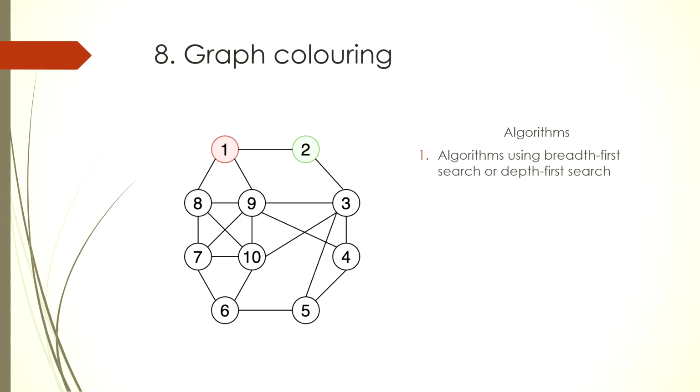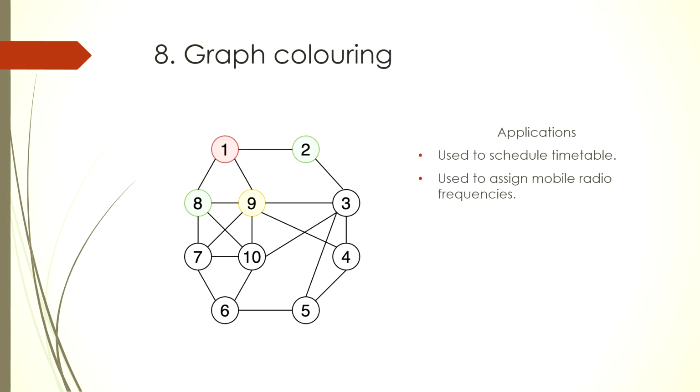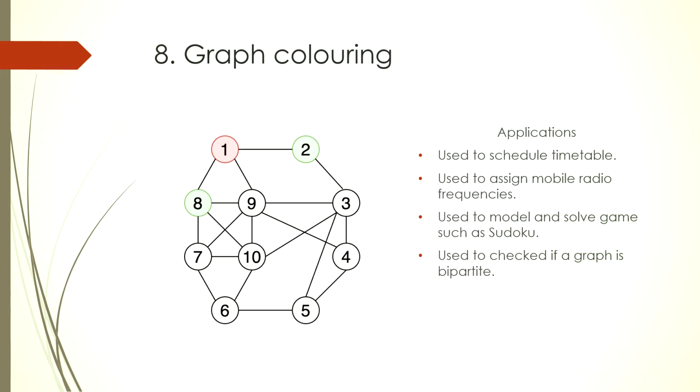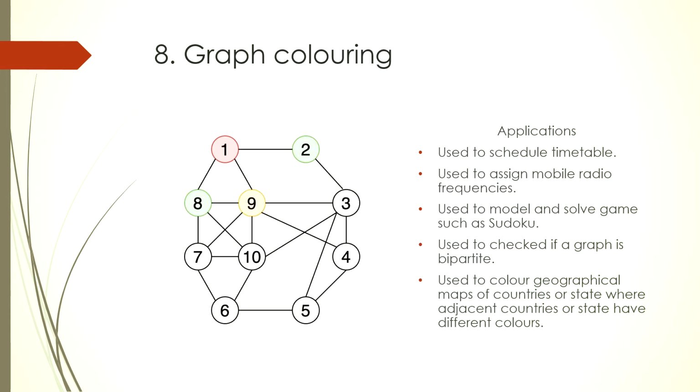Algorithms: breadth first search or depth first search, and greedy coloring. Application: used to schedule timetables, used to assign mobile radio frequencies, used to model and solve games such as Sudoku, used to check if a graph is tripartite, and used for coloring geographical maps of countries or states where adjacent countries or states have different colors.